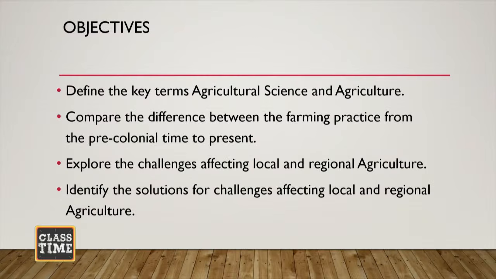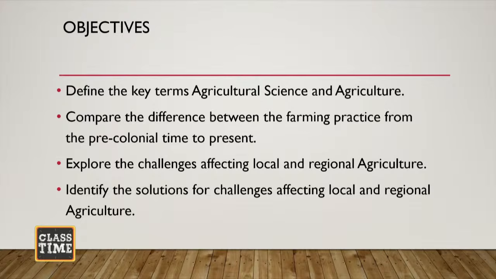The objectives today are: 1. We will define the key terms agricultural science and agriculture. 2. Compare the difference between the farming practices from the pre-colonial time to present. 3. Explore the challenges affecting local and regional agriculture. 4. Identify the solutions for challenges affecting local and regional agriculture.